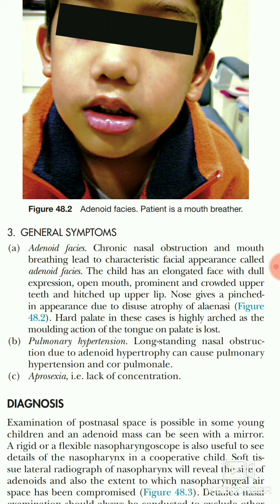Pulmonary hypertension. Long-standing nasal obstruction due to adenoid hypertrophy can cause pulmonary hypertension and cor pulmonale. Aprosexia. Aprosexia is lack of concentration.